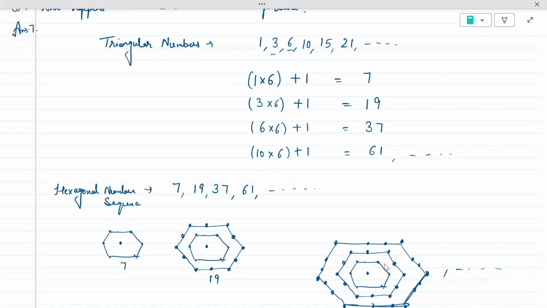And in the next class, we are going to learn the shape sequences. Okay. These were the number sequences. Now we are going to learn the shape sequences, shape patterns, in the next class. So I will see you in the next class.